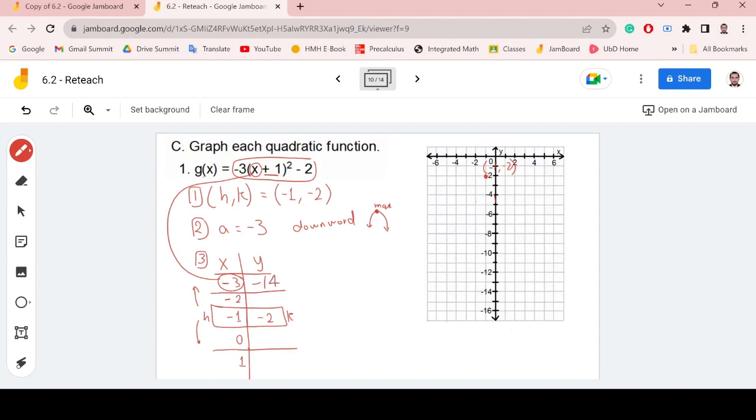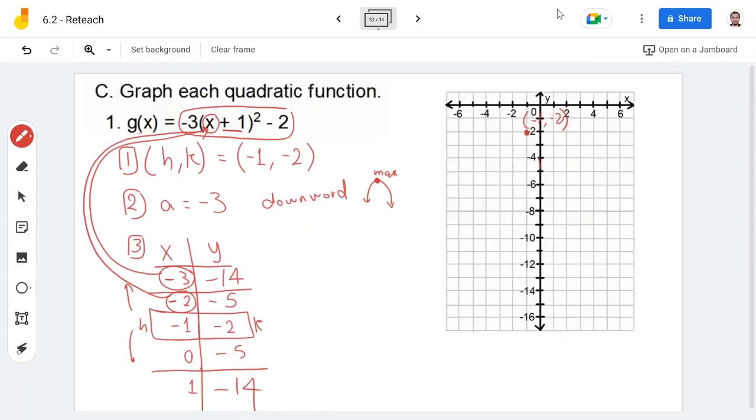So write -14. Now let's try substituting -2 for x here. Be smart and use the arrow to change the value, write -2 here, press equal, so the answer is -5. Now because of the axis of symmetry, this one should be -5, this one should be -14. So now I have my tables. Now I can graph.